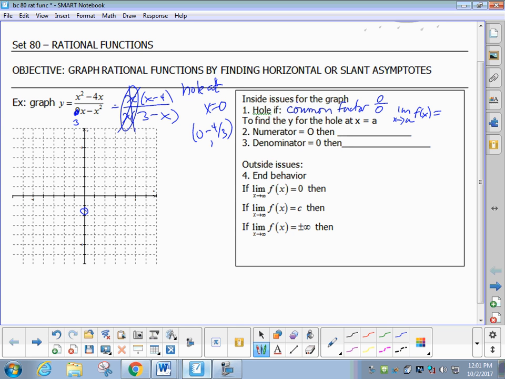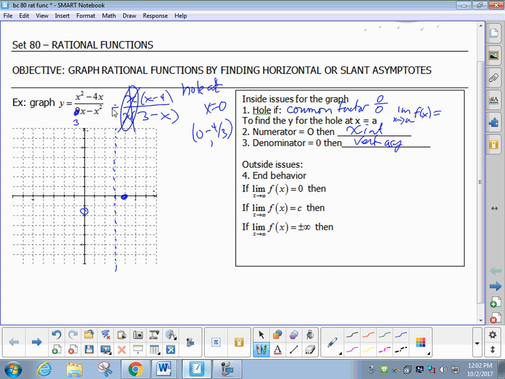Okay? All right. Again, I know this is a review, but the numerator zeros, what does it tell you about the graph? X-intercepts. And what do the denominator zeros tell you? Vertical asymptotes. So this graph then has an x-intercept at 4 and a vertical asymptote at 3. Do you agree? Yes. Good.